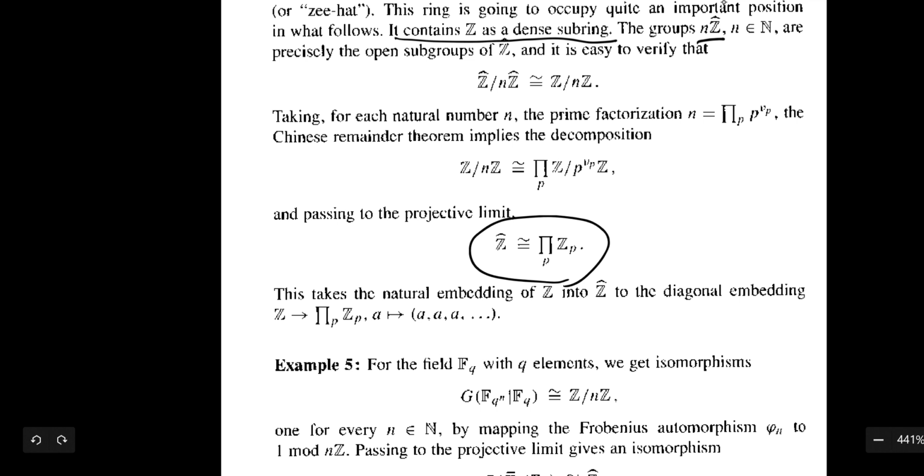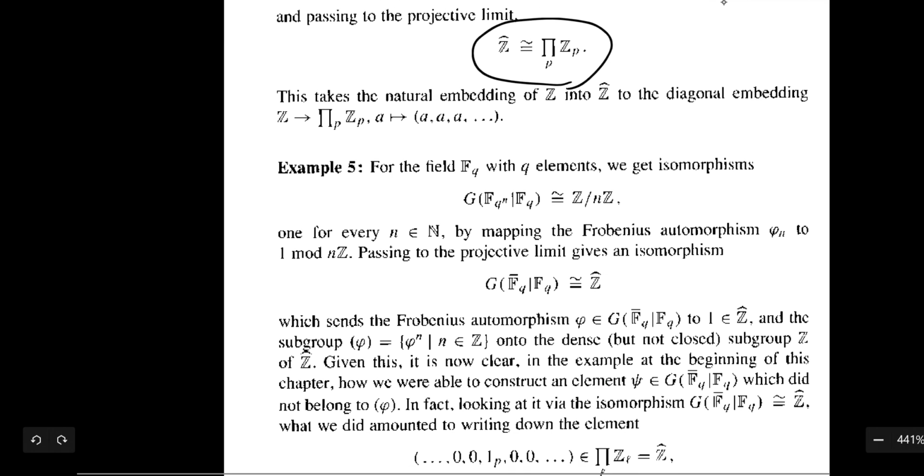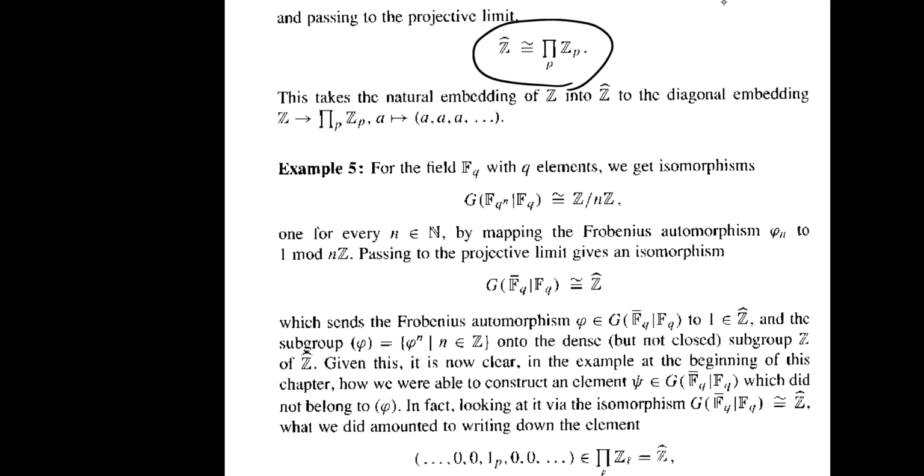we have this. This takes the natural embedding of Z into Z hat to the diagonal embedding. This is a good example. Actually, that's what we were looking for in the first section. Let's see how it is explained.